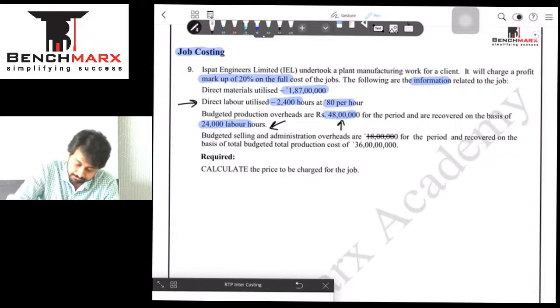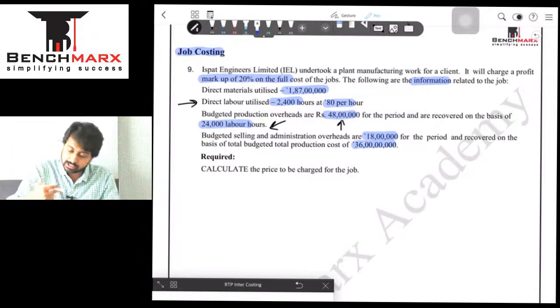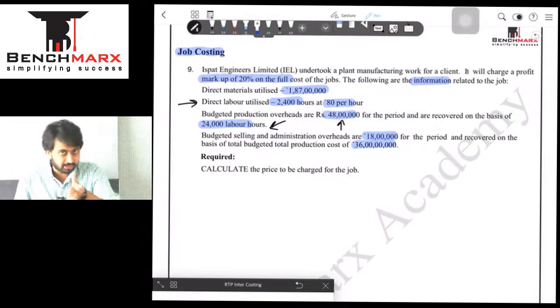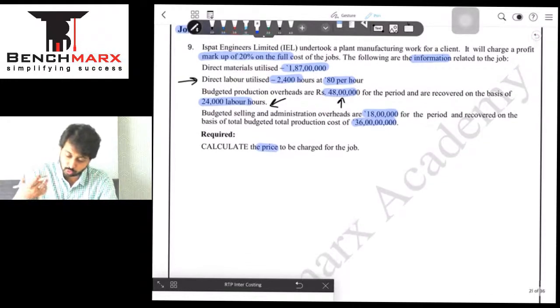The S&D overheads are 18 lakhs for the period and recovered on the basis of total production cost of 36 lakhs. So the COP for the entire period was 36 lakhs, and the admin S&D for the entire year was 18 lakhs. So we'll apply the same ratio on this job's COP and get the absorbed content of S&D, and compute the price to be charged on this job. Pretty simple question, there is nothing in it.